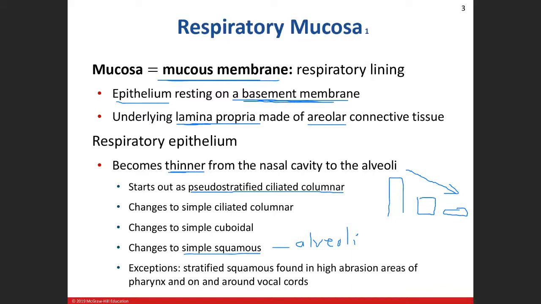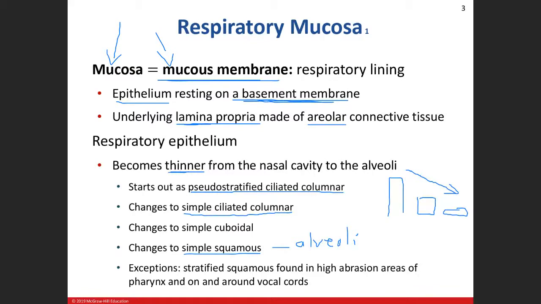Mucus. Remember, mucosa, mucous membrane. Goblet cells are located in pseudostratified ciliated columnar epithelium. They're also located in simple ciliated columnar epithelium. They make the mucus. Well, actually, they make mucin, which when mixed with water becomes mucus. You also have other glands in the lamina propria that will contribute to that. So we need cilia to move that mucus.